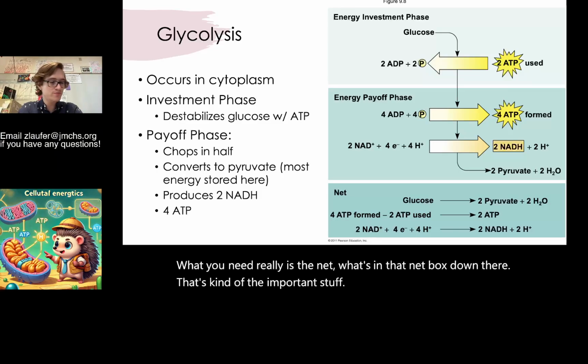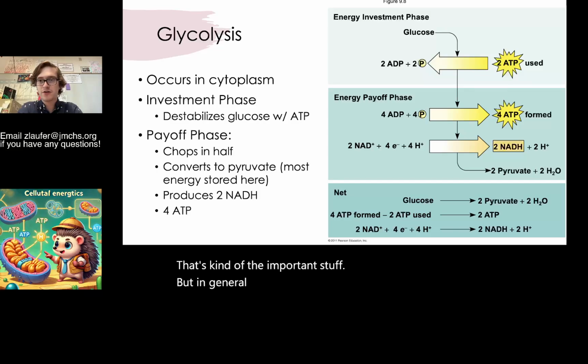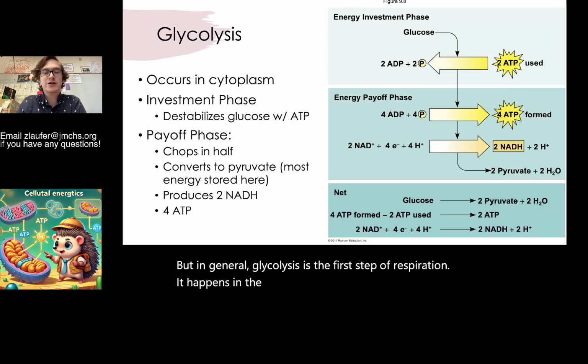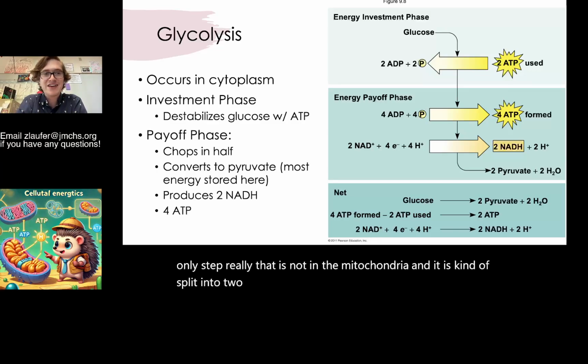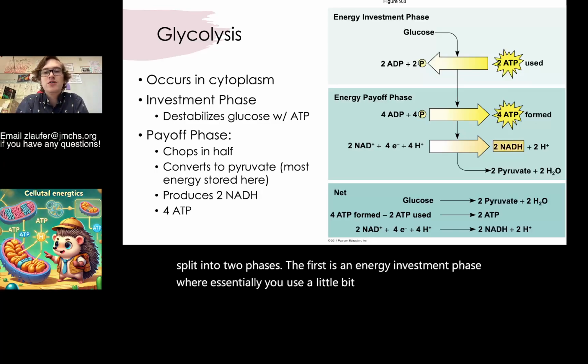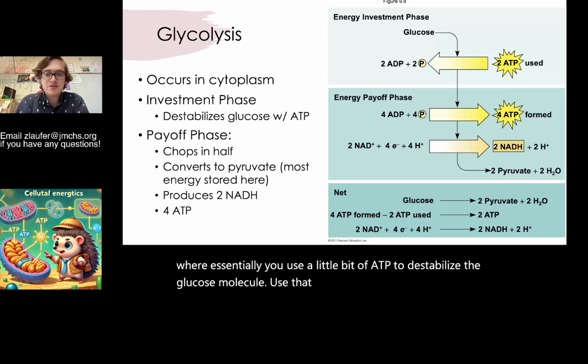In general, glycolysis is the first step of respiration. It happens in the cytoplasm, so not in the mitochondria. It's the only step really that is not in the mitochondria, and it is split into two phases. The first is an energy investment phase, where you use a little bit of ATP to destabilize the glucose molecule. You use that energy to get the bonds a little wobbly so that you can break them later.